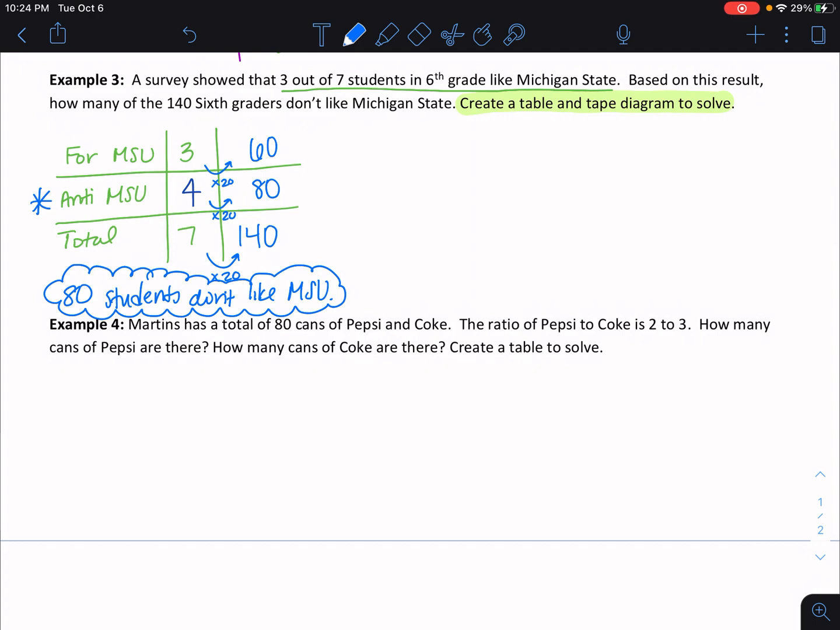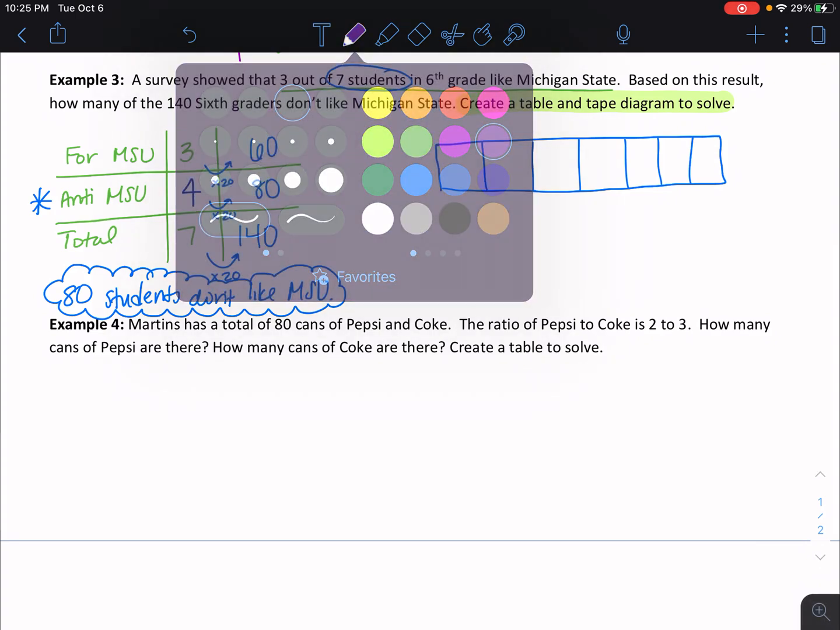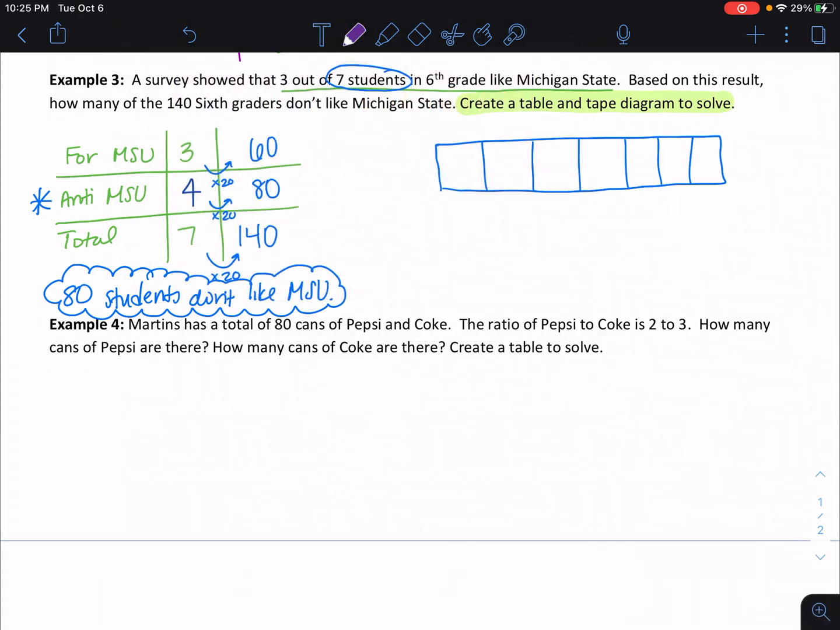For the tape diagram, it says 3 out of 7 students. So this right here is my whole, that's my entire tape diagram. So when I make my tape diagram, I'm going to have 1, 2, 3, 4, 5, 6 boxes. And then I'm going to draw my line after 3 of them. So 1, 2, 3.